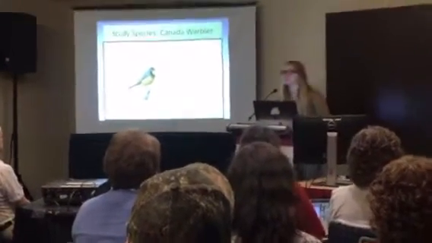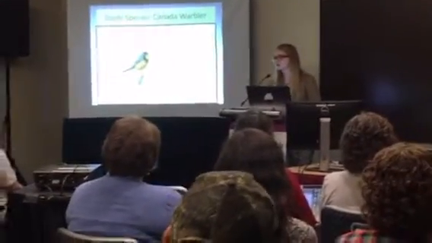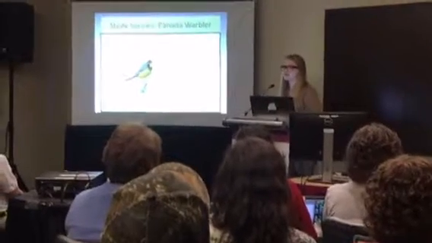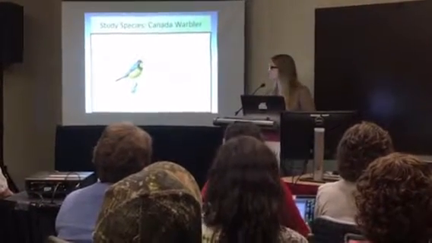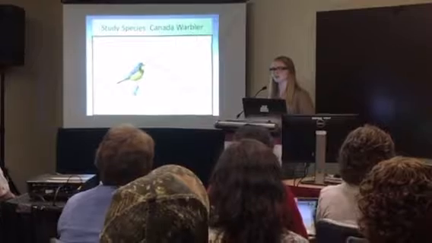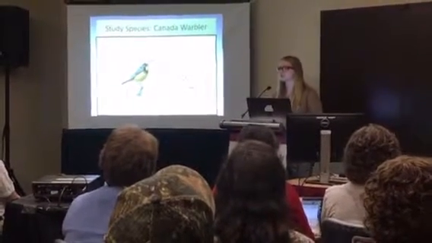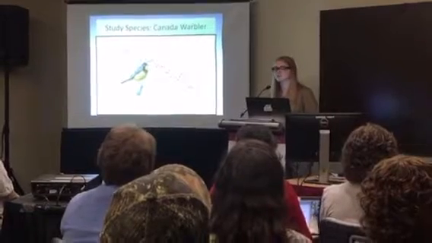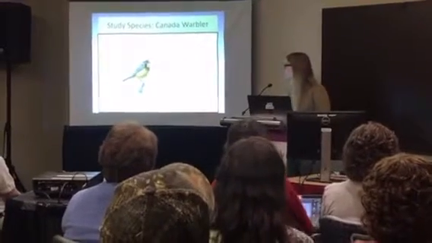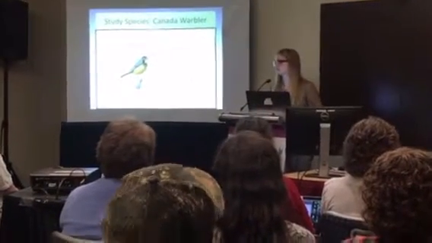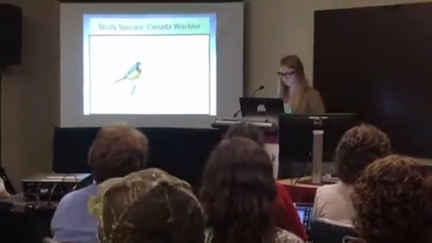So my study species is the Canada warbler. It's a neotropical migratory songbird. They are currently listed as threatened in Canada federally due to long-term population declines of about 2 to 4% annually since the 1960s. And over 80% of their breeding population breeds in Canada's boreal forest. So it's really imperative that we understand across their breeding range in Canada what habitat they're using and what constitutes threats across this region.